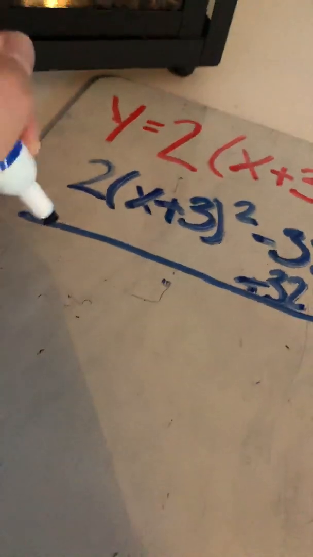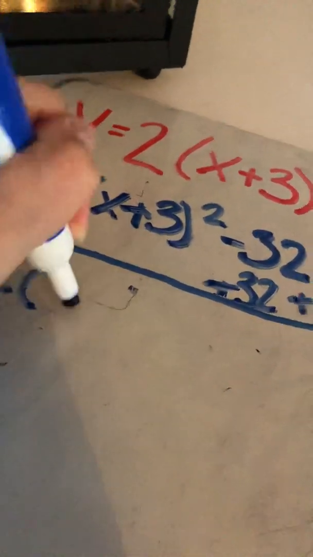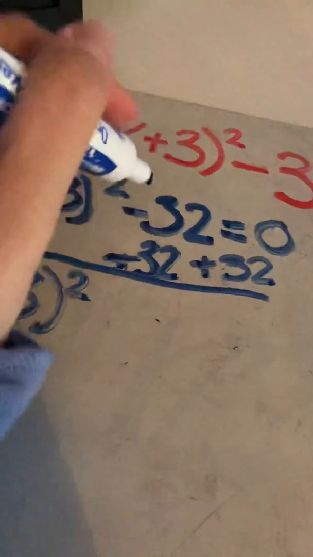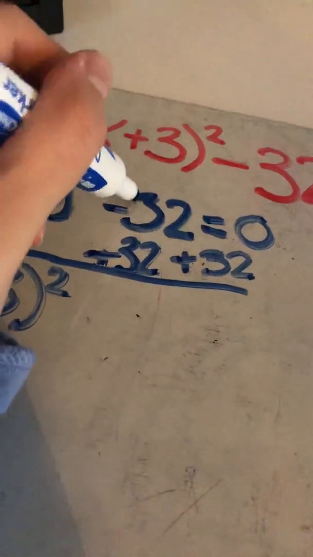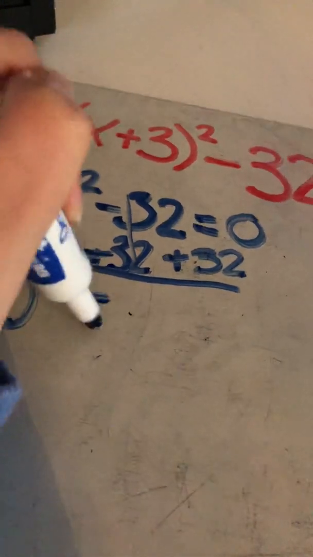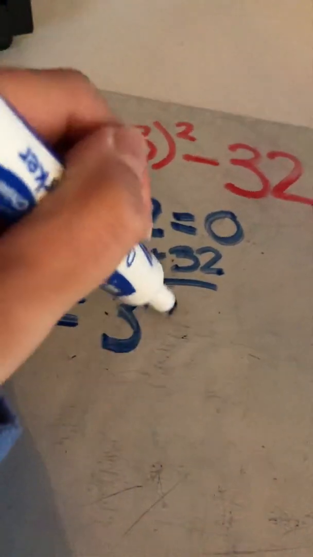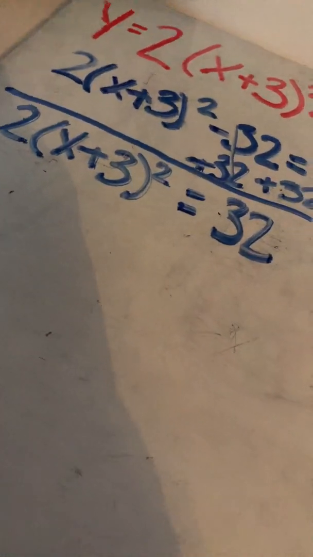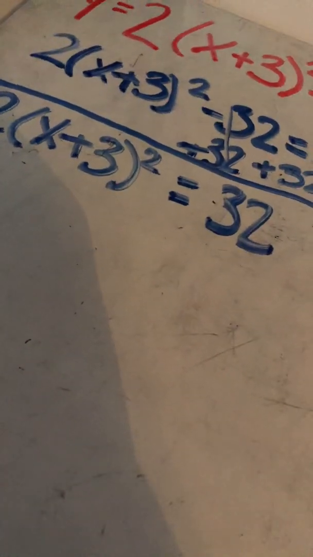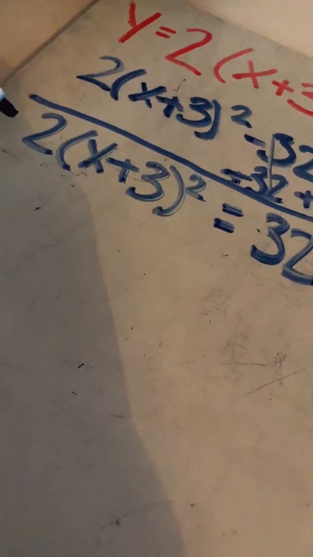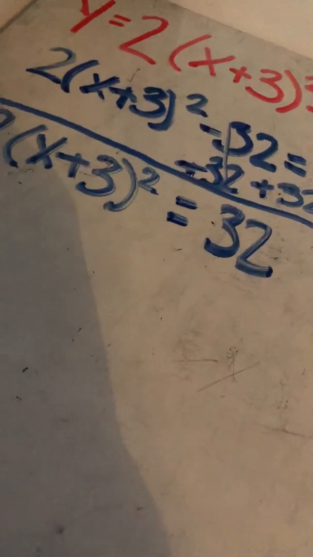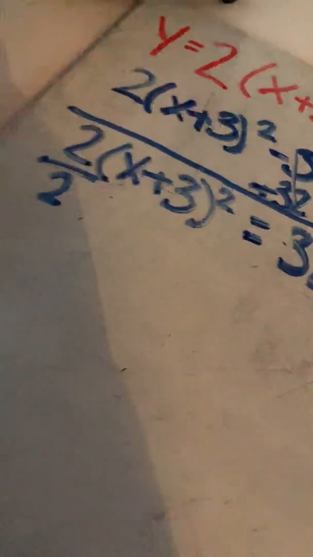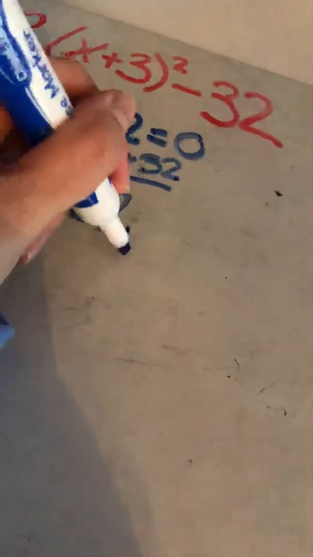So your equation becomes 2 times x plus 3 squared. The 32 and the negative 32 cancel out. So that is equal to 0 plus 32 is 32. Okay, I didn't isolate my numbers inside the parentheses because I still have this 2 in front. So, to get the 2 by itself, since it's being multiplied to the parentheses, I have to divide everything by 2.